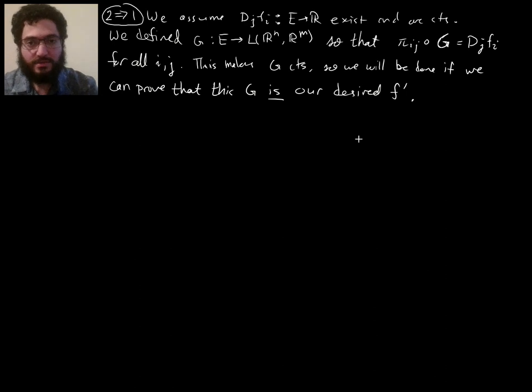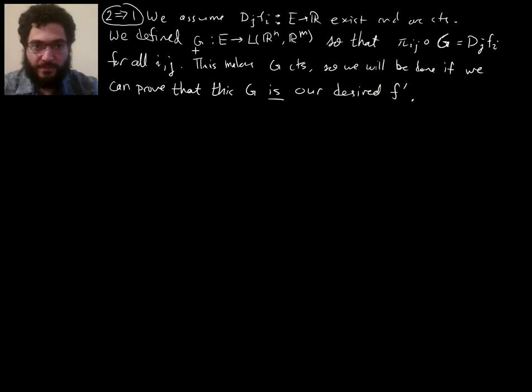All right, so make sure you watch the previous video before looking at this one, because this will be a continuation of what we were doing. We were in the middle of a proof and we were doing 2 implies 1. And here I've written our current setup. So our assumption, 2, is that the partials here exist and are continuous. And the partials are this type of map.